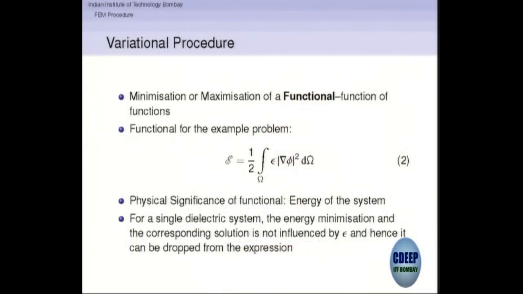So in case of this electrostatic problem, which is governed by this Laplacian field, the functional or the energy expression is half epsilon del phi square d rho. Now what is del phi? Del phi is, so what is the gradient of potential?